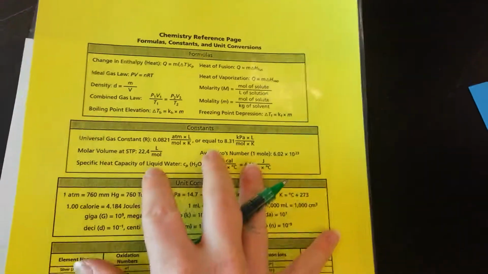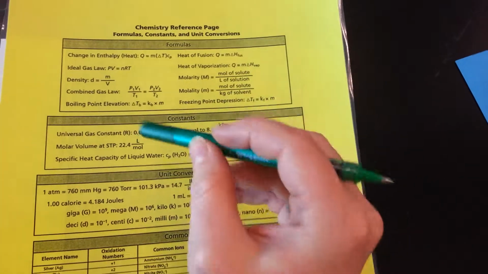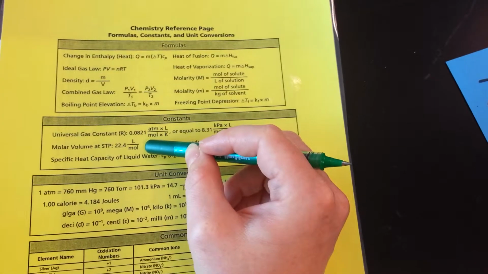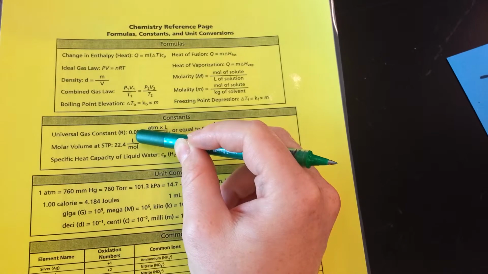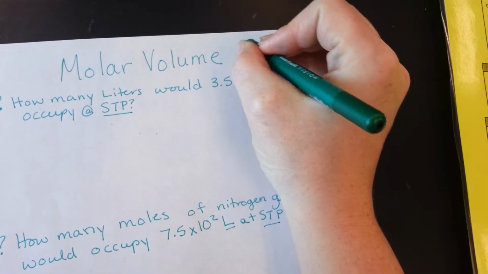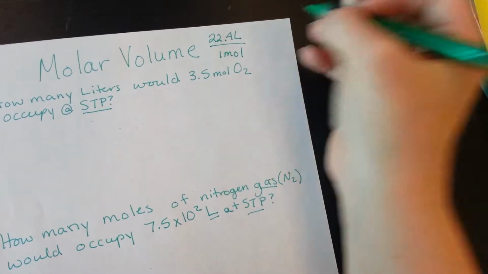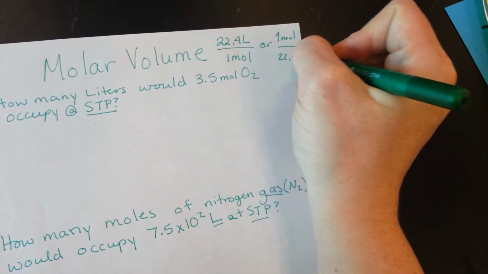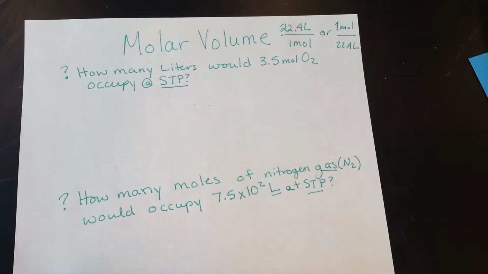You have to realize that on your reference page that you get on your EOC, there is this lovely conversion right here. It says molar volume at STP is 22.4 liters for every 1 mole. This can be used as a conversion factor. So you can write 22.4 L over 1 mole, or 1 mole over 22.4 L, and use that as a conversion factor, just like an added bonus on your mole heart.